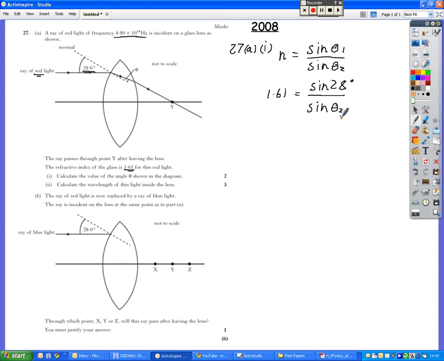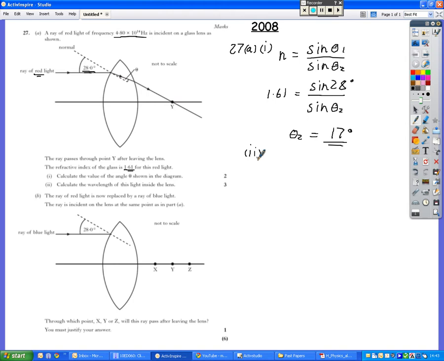But theta 1 is 99% of the time going to be air. So solve for sine theta 2, and in fact solve for theta 2, and you'll get 17 degrees. So that's just simple application of that very first refraction equation that we looked at. Figure that out, 17 degrees, 2 marks for that. Next, calculate the wavelength of this light inside the lens. So this is part 2.